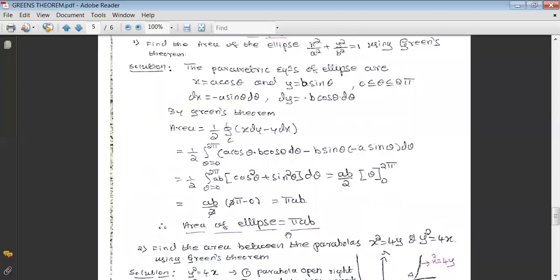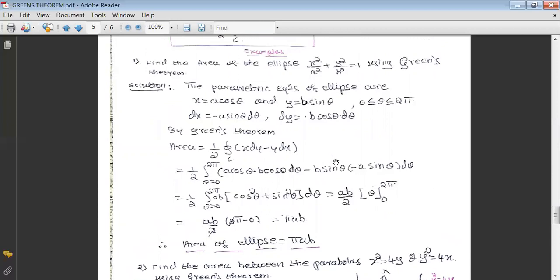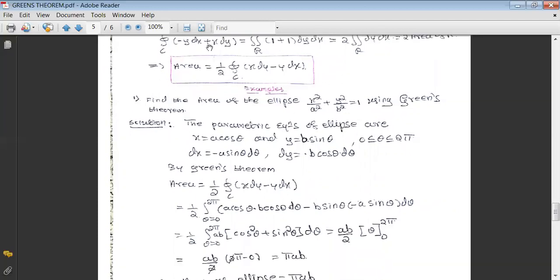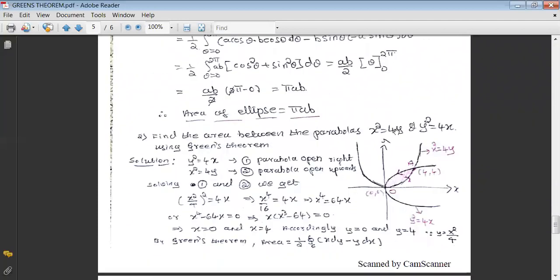Okay, in our lower classes also we have studied with a single integration that the area of the ellipse is computed as pi ab. Using the Green's theorem concept also we can get the area of the ellipse as pi ab in this particular way. Therefore, this is the formula we have to remember to find the area bounded by curves using Green's theorem. That is, area is given by 1 by 2 times the integration over the closed curve C of x dy minus y dx.